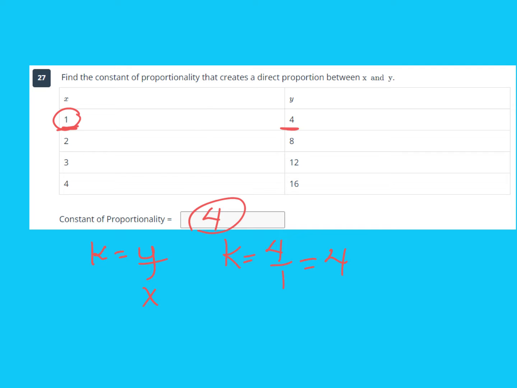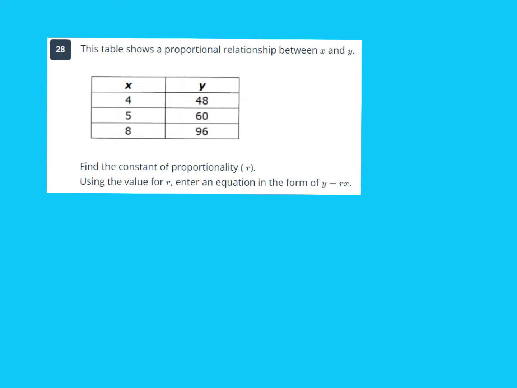Okay? Next, this table shows a proportional relationship between X and Y. Find the constant of proportionality, R, they call it in this particular one. So R is going to be our K. R equals Y divided by X. So R equals 48 divided by 4. Hopefully you know your 12 times tables because that means R equals 12.